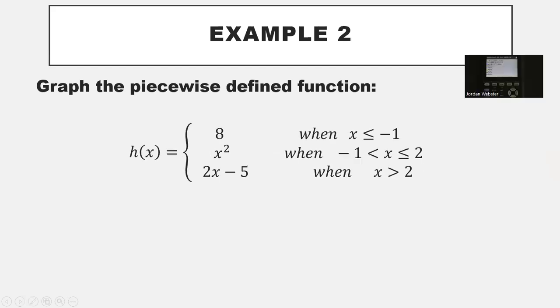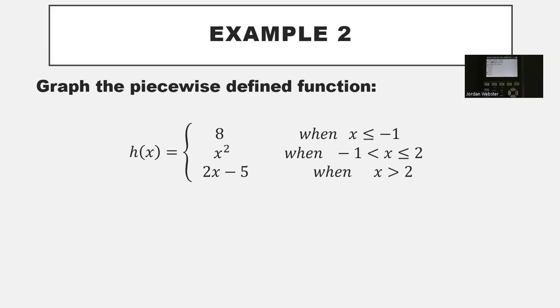Let's graph this piecewise defined function. Now, this piecewise defined function has 3 components. The output is 8 when x values are less than or equal to -1. The output is x squared when the x values are between -1 and 2. The output is 2x minus 5 when the x values are greater than 2.